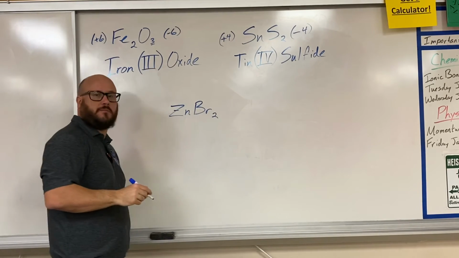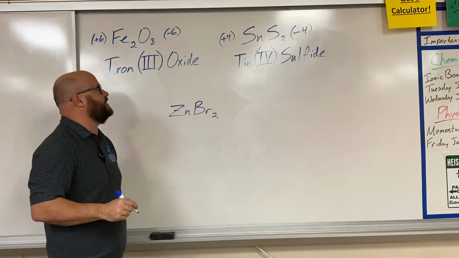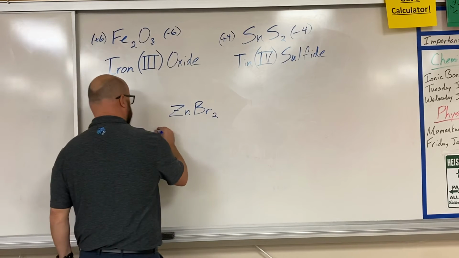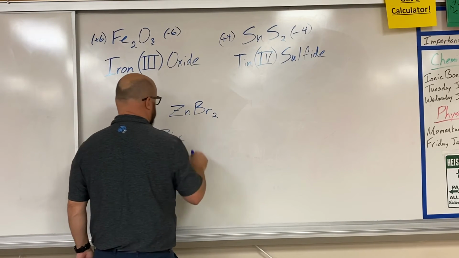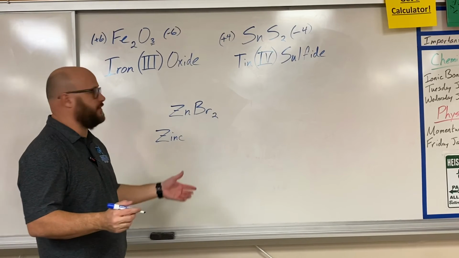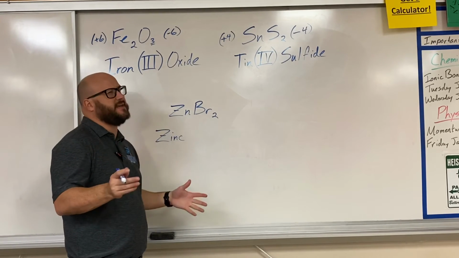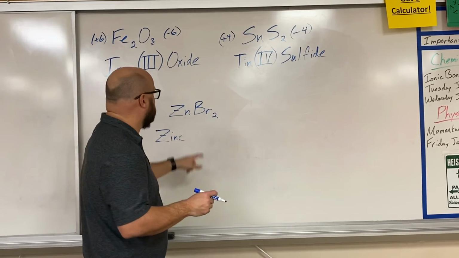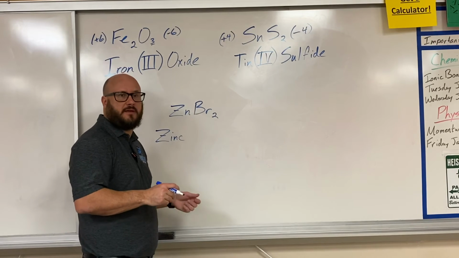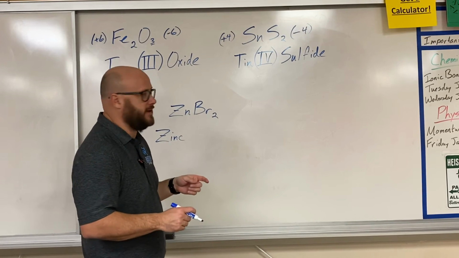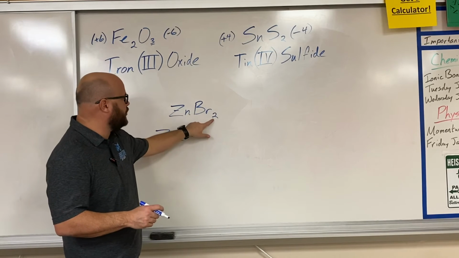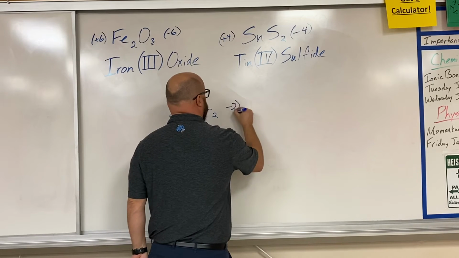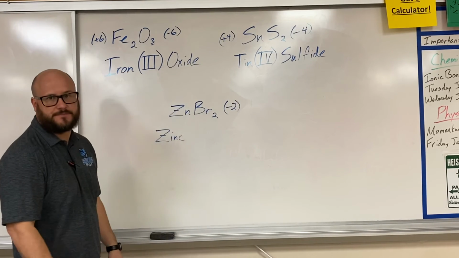Okay, last one. Let's look at one more. ZnBr2. Okay. Name the metal, zinc. All right, now we have to figure out zinc's charge. Now, zinc is unique because it always has the same charge, but let's pretend like we didn't know that. Bromine, over in group 7A, is going to gain 1 electron, making it a -1 charge, and we have 2 bromine atoms. -1 times 2 gives us a total charge of -2.